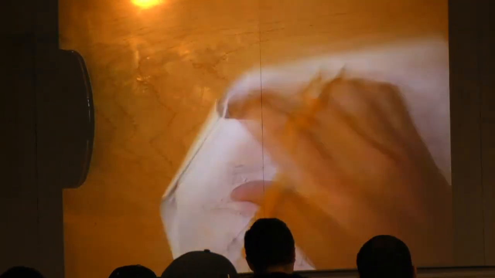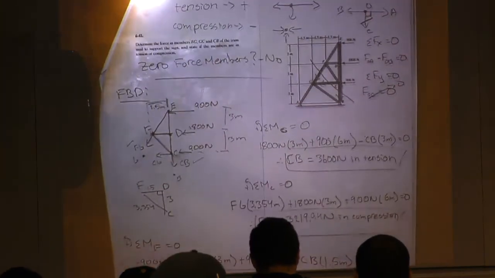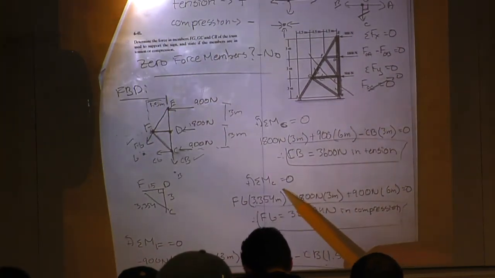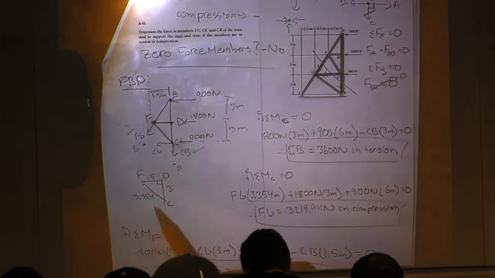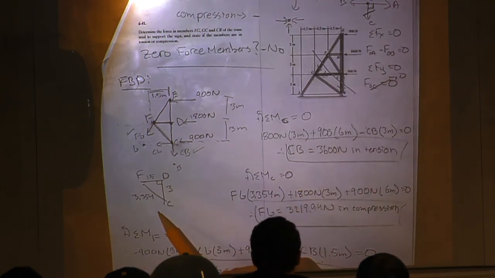All right. When you did the summation of moment at C, you go over the triangle. I understand the triangle math part, but how did you know to use that to find the distances?